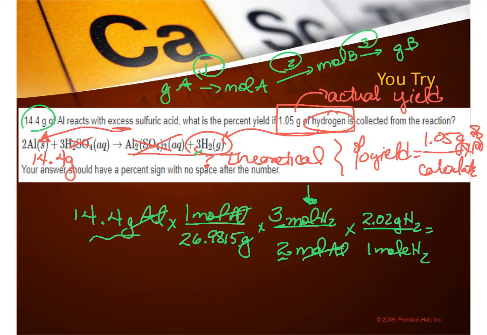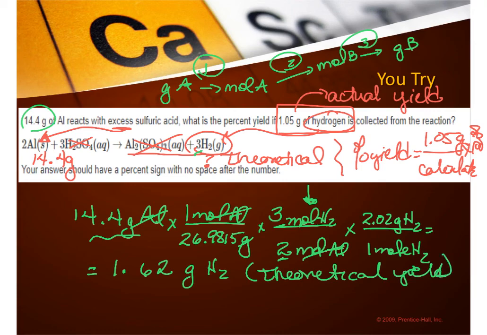So I'm going to go ahead and plug that into my calculator real quick. And I get that I can make 1.62 grams of hydrogen. That is my theoretical yield.